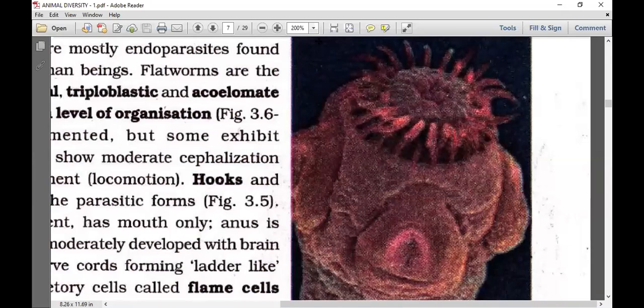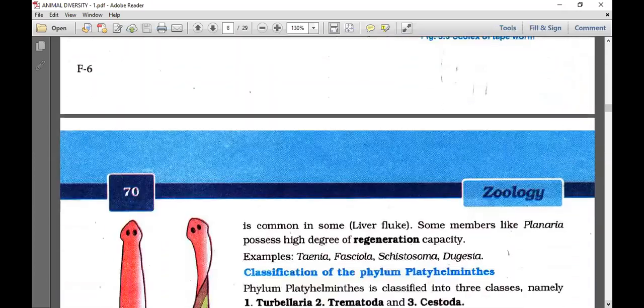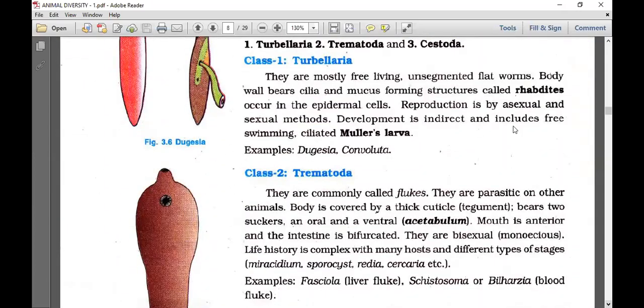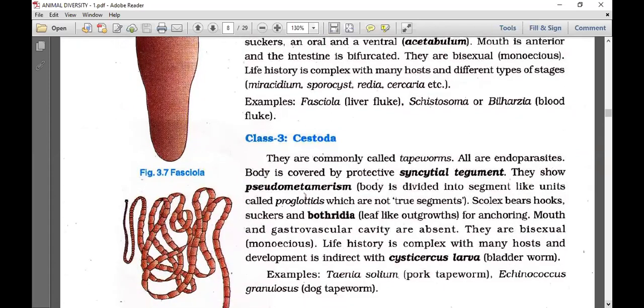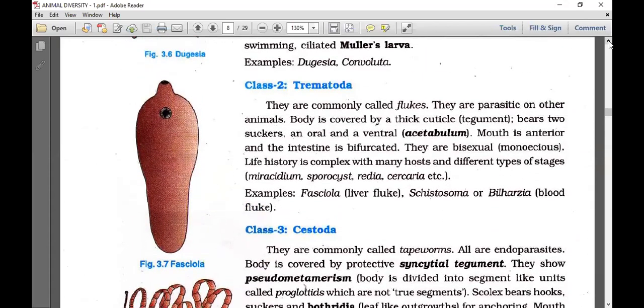Next, some more animals that we need to go through: Fasciola hepatica, the liver fluke, and Dugesia and Convoluta are examples of Turbellaria. Fasciola, the liver fluke, and Schistosoma, Bilharzia, the blood fluke, are Trematoda. Then class Cestoda includes Taenia solium, the pork tapeworm, and Echinococcus granulosus, the dog tapeworm.